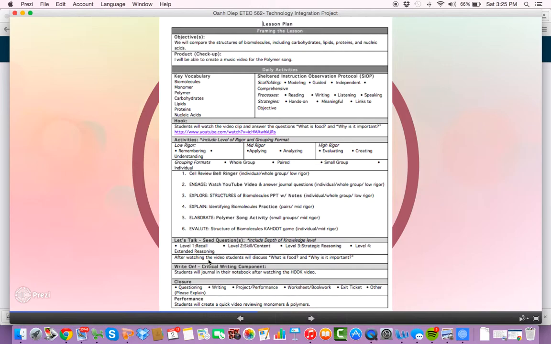Explore and explain, which consists of note taking. Notes will be in question format, and on the explain part is when I, the teacher, will be going over each question, clearing up any cloudy parts, since it's the first time students have been introduced to the material. Elaborate is when students actually create their own song, the polymer song. Evaluate is when they play the Kahoot game, which I'll explain in a later slide.